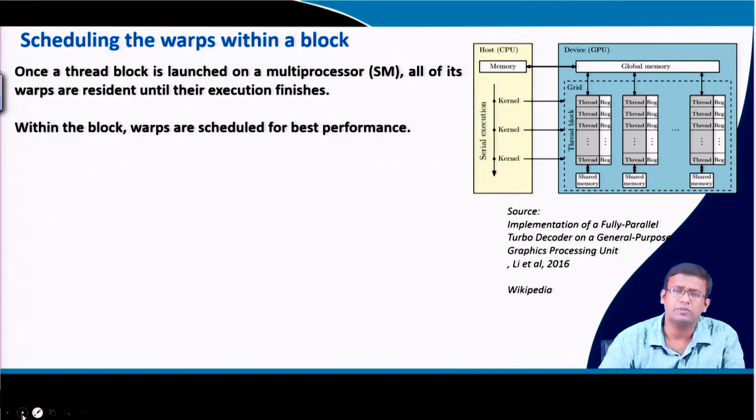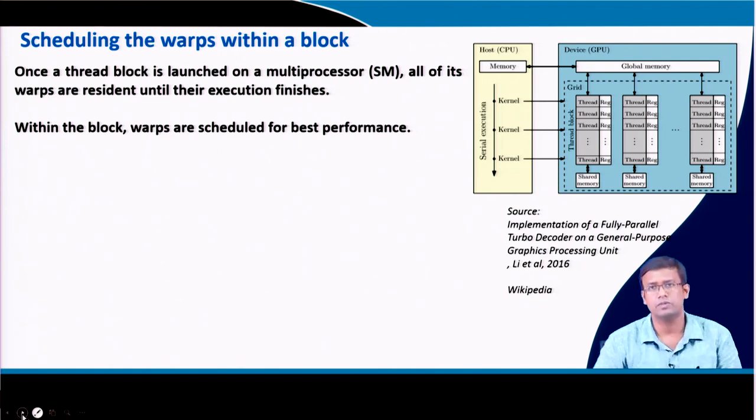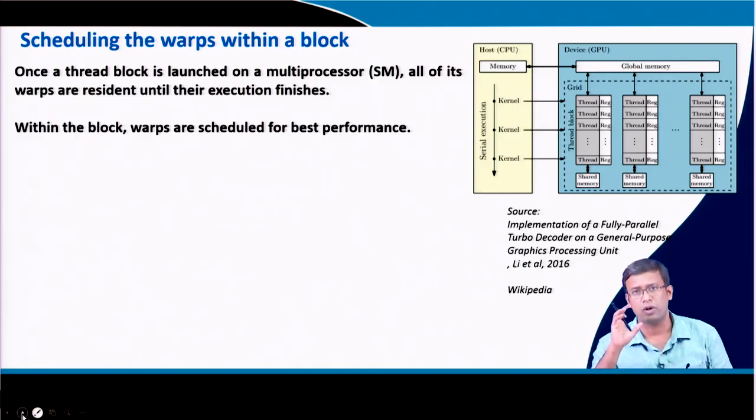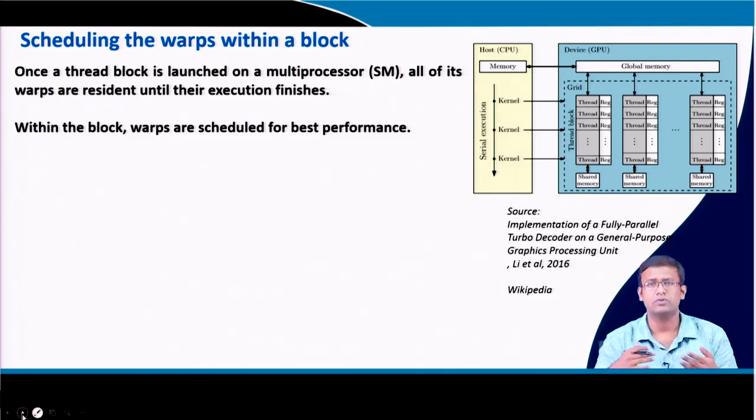Well, within the block, warps are scheduled for best performance. How do these warps operate? See, within a block there is not only one warp. One warp is scheduled first and goes into operation, but later the next warps will come. A warp has 32 threads, which means 32 cores will be populated by this warp. However, a streaming multiprocessor, say V100, has 80 cores, therefore another warp can also be active, and this scheduling is done for best performance.